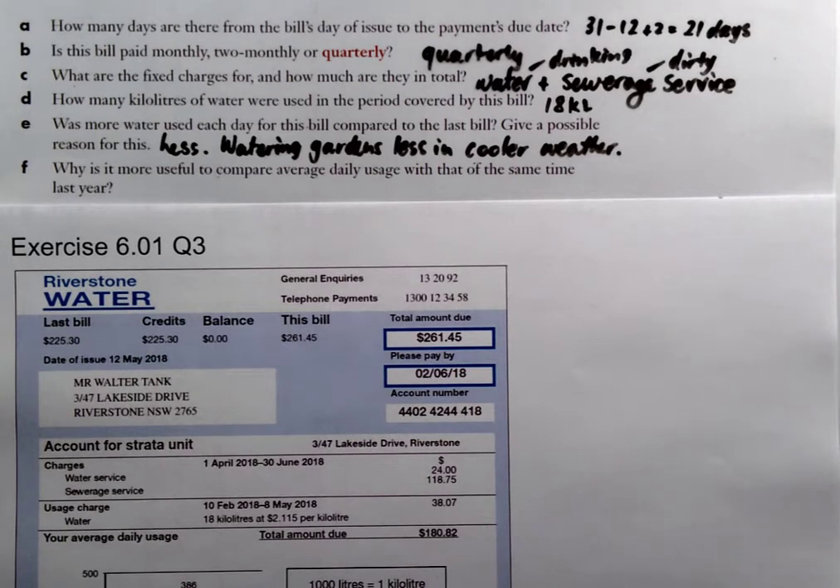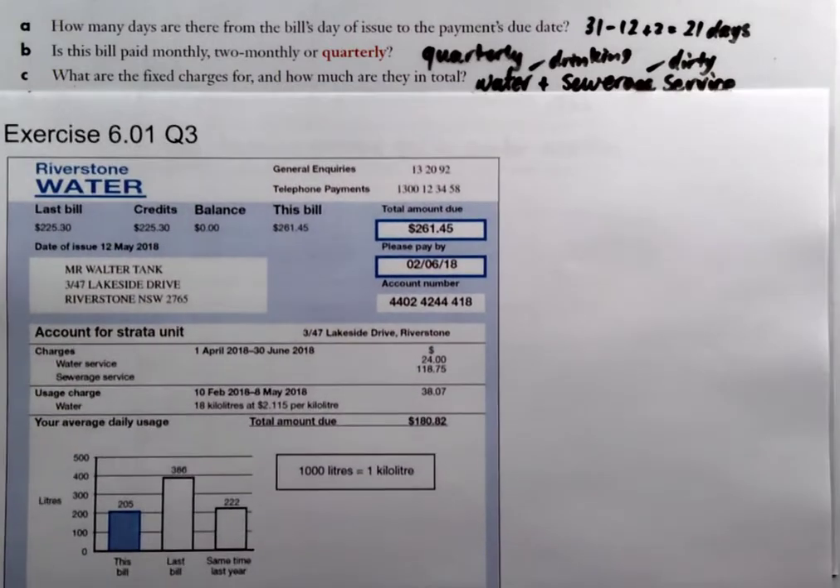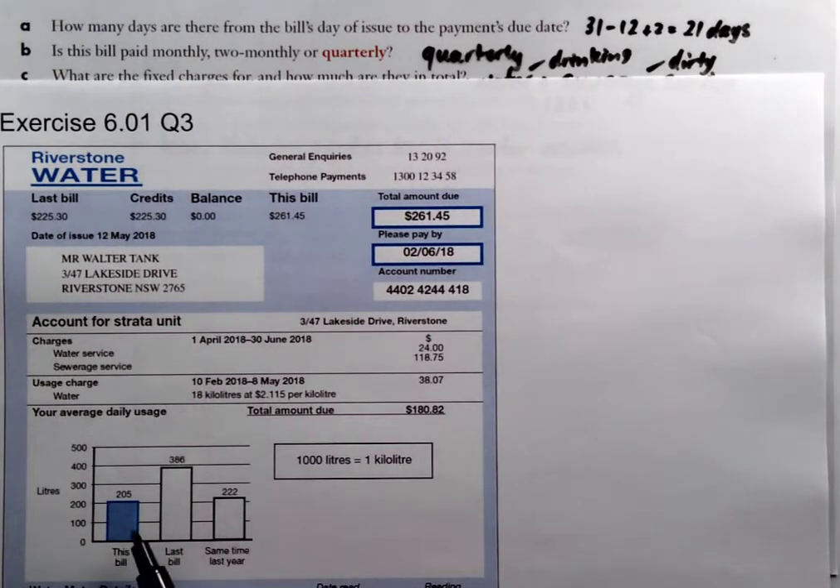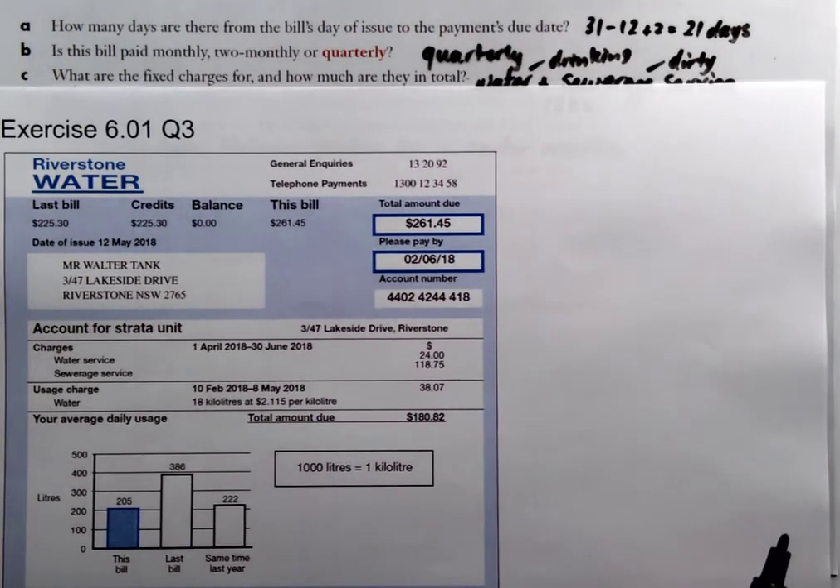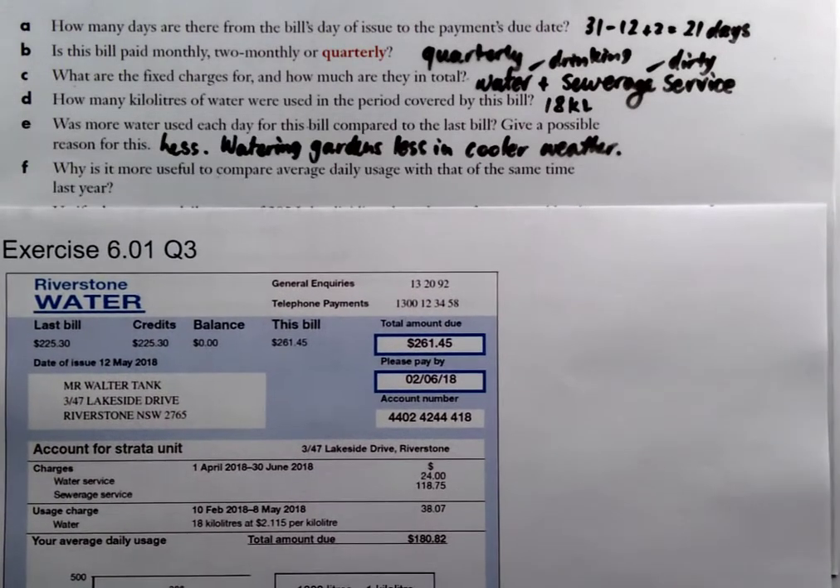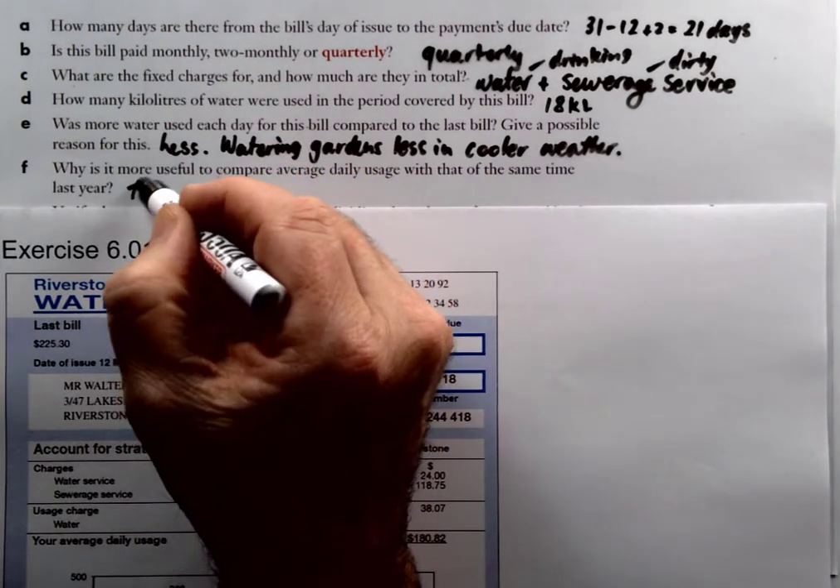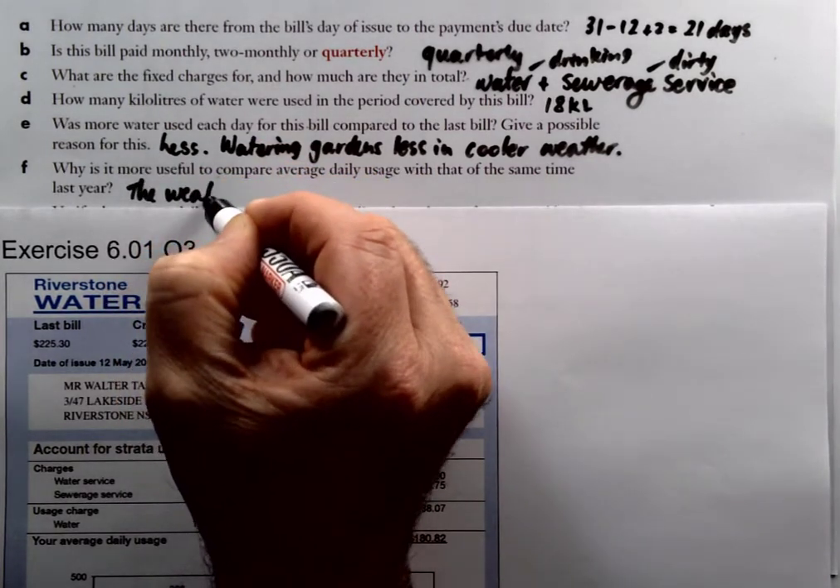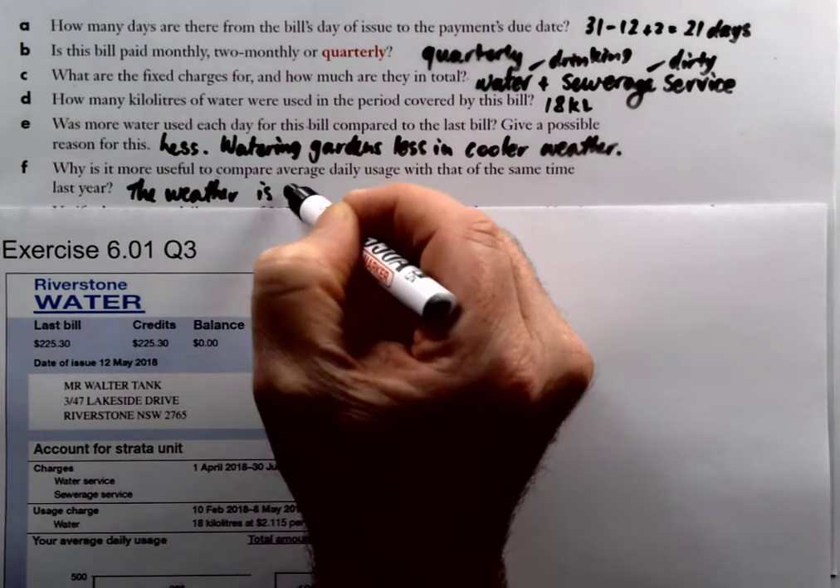Okay, F. Why is it more useful to compare the average daily usage with that of the same time last year? Okay, let's move up and have a look. You notice down here we can either compare this bill with the previous bill, or this bill with the same time last year. You notice they're fairly similar because the weather is roughly going to be the same in those two similar seasons. So we can just say something like the weather is more similar.